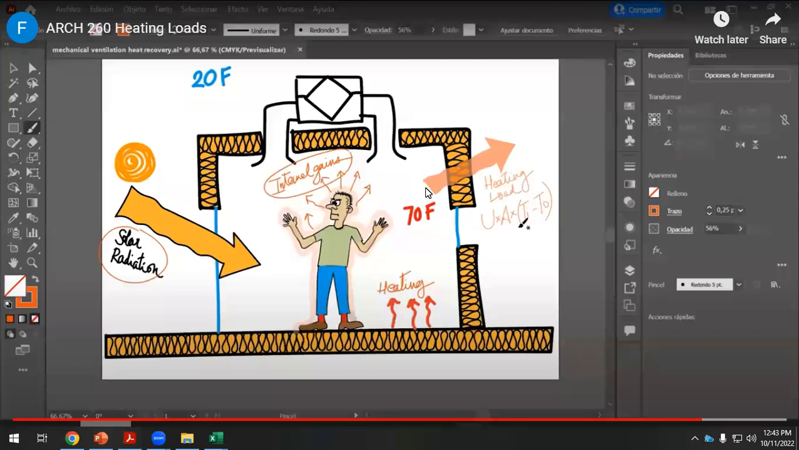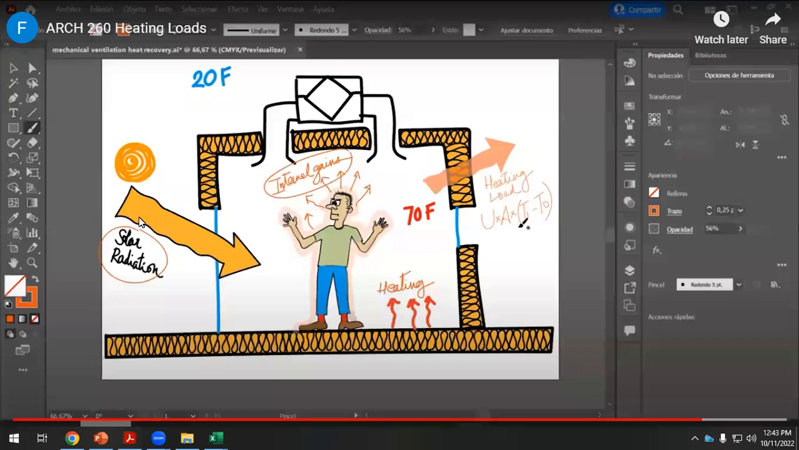But at the same time, if we are in winter, it's cold outside, we have 20 Fahrenheit, we have 70 Fahrenheit inside, and we are losing this arrow, meaning that we are losing heat through the walls, roofs, windows, and floors. And then we have the ventilation loads. If we don't have heat recovery, we have ventilation loads, but even with heat recovery, we have ventilation heating loads. So we have to supply energy. At the end, that's the energy that we have to supply.